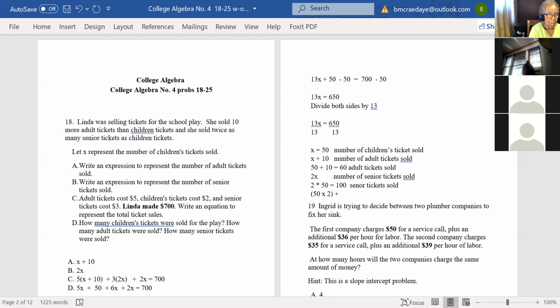So the adults, we had 60 tickets and the adult tickets sell for $5, right? So that would be 60 times 5. And what was the seniors? The senior tickets sold for $3 and we sold 100. So that would be 3 times 100. What does that add up to?